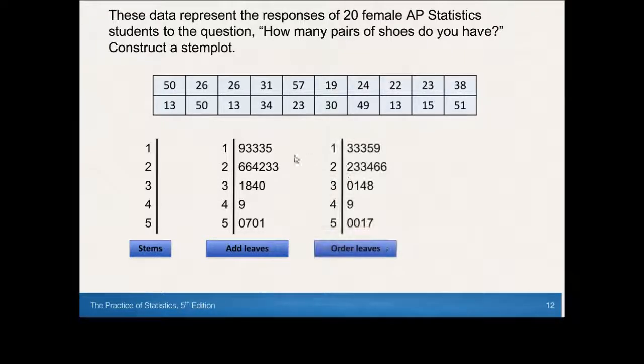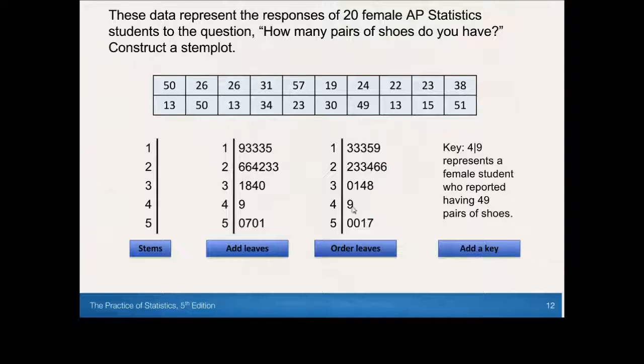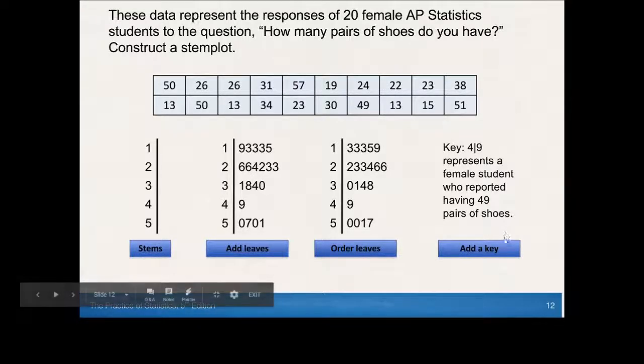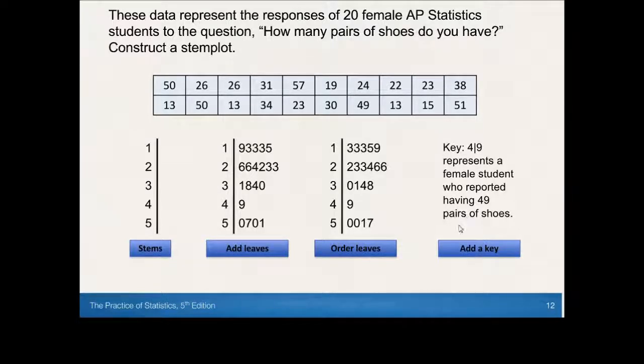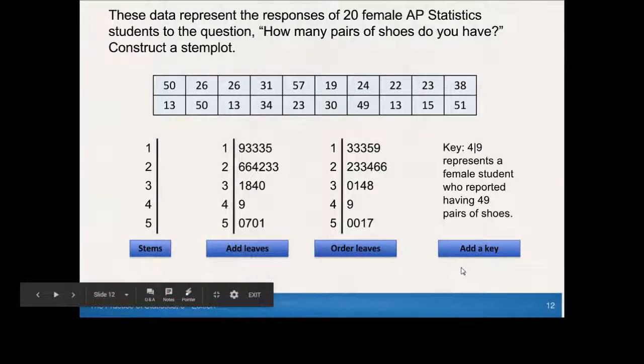Okay, we then rearrange them from least to greatest, and so then this is the actual stem plot, and then we add a key. So we pick out any one of these. It doesn't matter which one it is. We put 4|9 represents a female student who reported having 49 pairs of shoes. We got that from the description here. So be sure you add that. That's one of the things that is left off most often from students, is not putting the key in there.